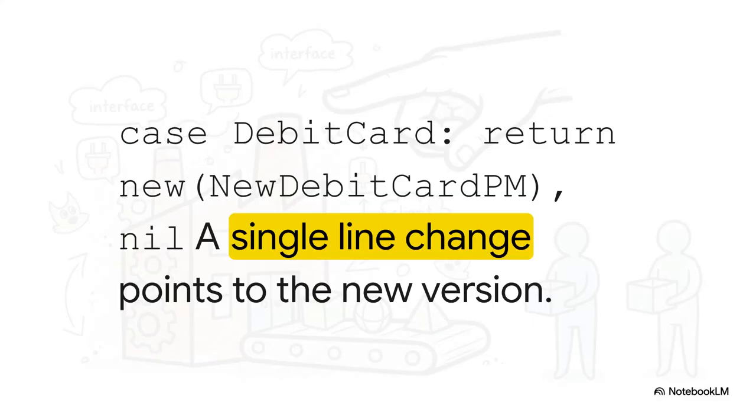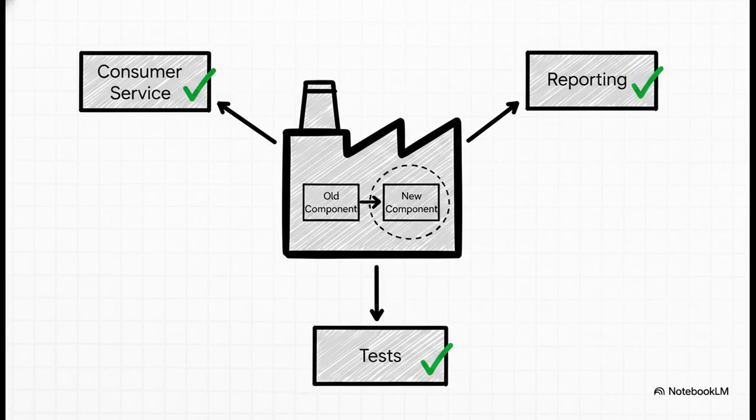And there's the change. We write our new struct, new debit card PM, making sure it satisfies the payment interface. Then we go into our factory and we change this one single line of code. That's it. The entire system upgrade is contained right here in this one spot. And the result? It's incredible. Not one single line of code in our checkout service or our reporting tools or any of our tests needed to be touched. They are completely oblivious that a massive underlying change just happened. The factory absorbed all of that complexity.